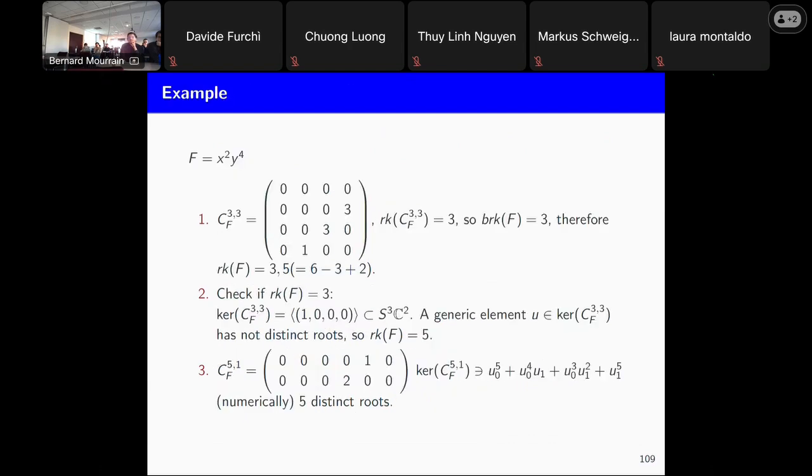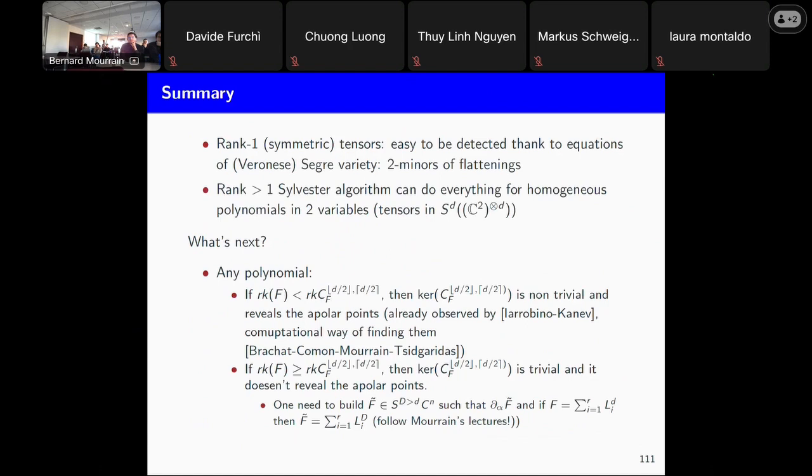And yes, so here are some examples. I have some summary. And so what's next? I told you the story for polynomials in two variables. Of course, you may be interested in what happens next. And I think that this really will be the main content of Bernard's talk.